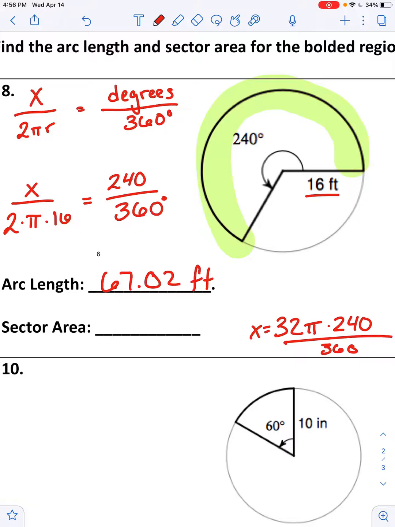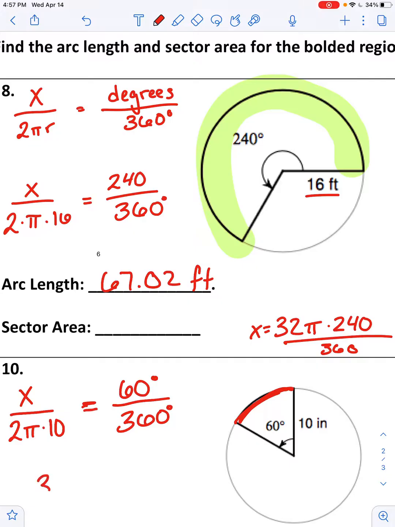Let's try one more. Let's try number 10. We're going to find our arc length. So part of the circumference is what I'm looking for. So the whole circumference is 2 pi times radius of 10. And then again, part over whole. Part of the circle is 60, the whole circle 360. So we can cross multiply.